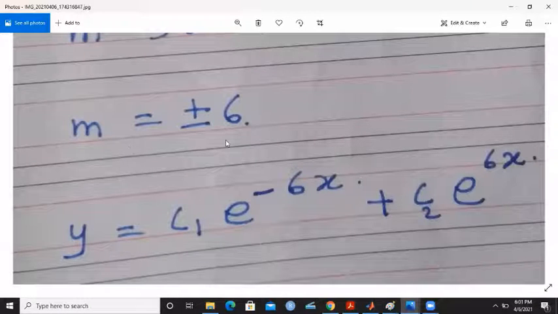So for this differential equation, it was a second order differential equation. I will have C1 e to the power minus 6x plus C2 e to the power 6x. This is the answer to the given differential equation.